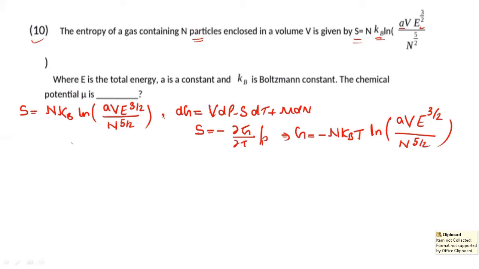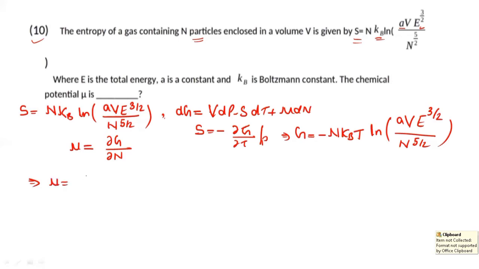Now what we know, mu, the chemical potential, is equal to del G by del N. That means you have to differentiate the Gibbs free energy with respect to capital N. So now we will do this and we will get the chemical potential.